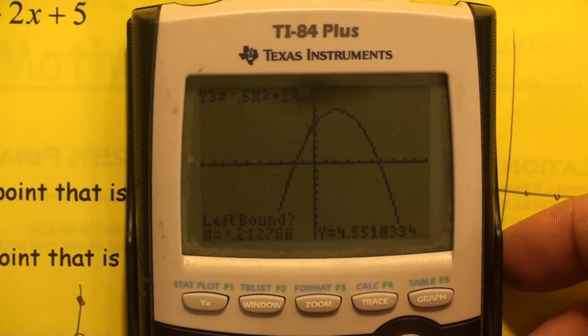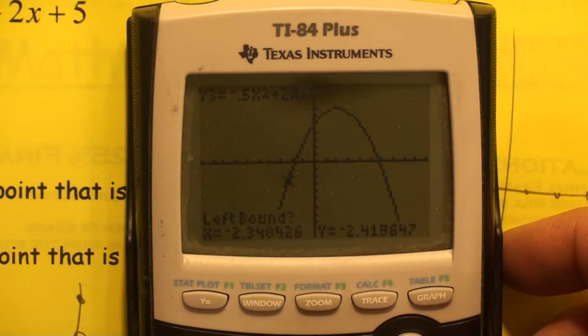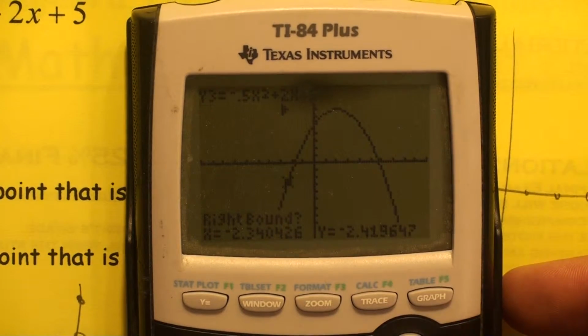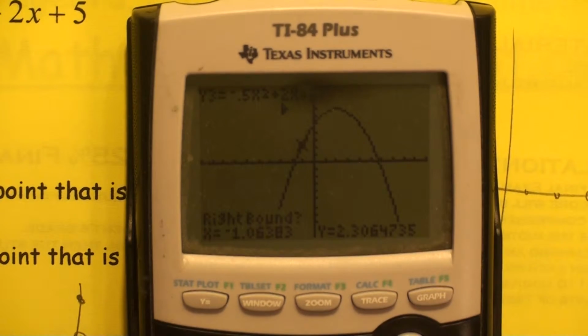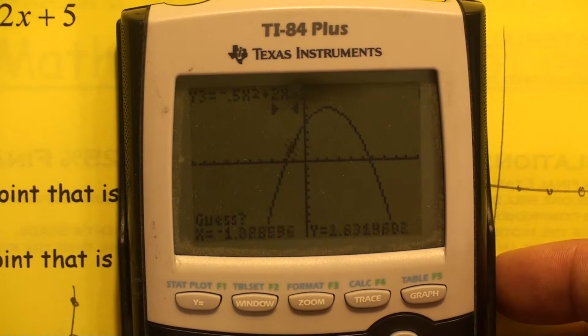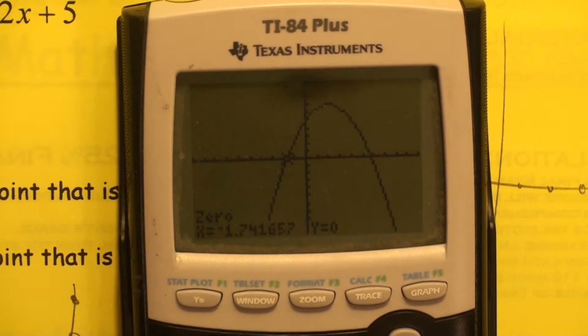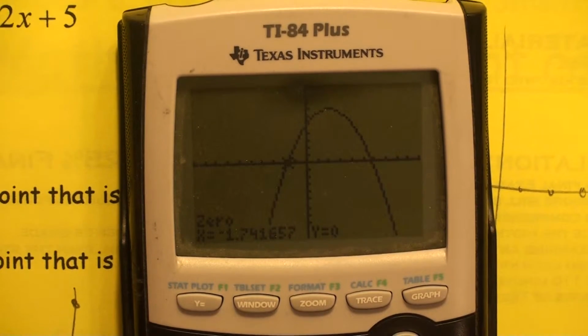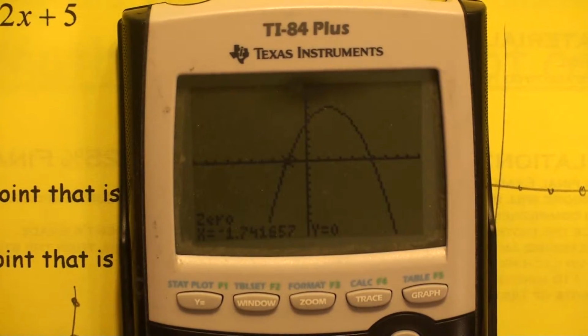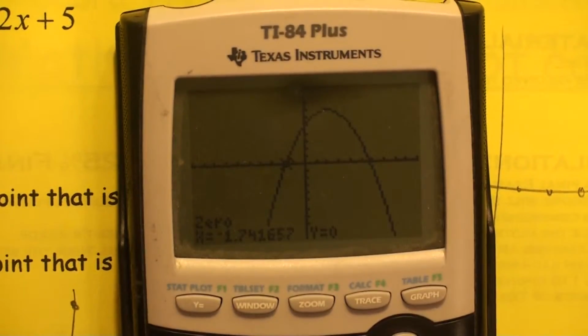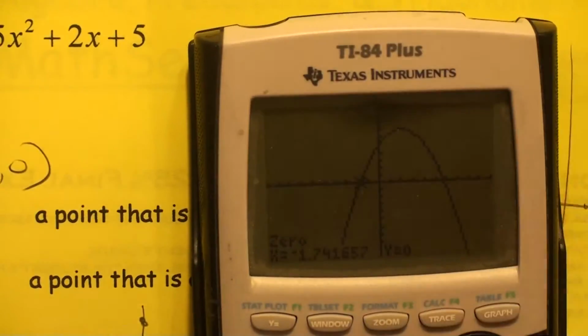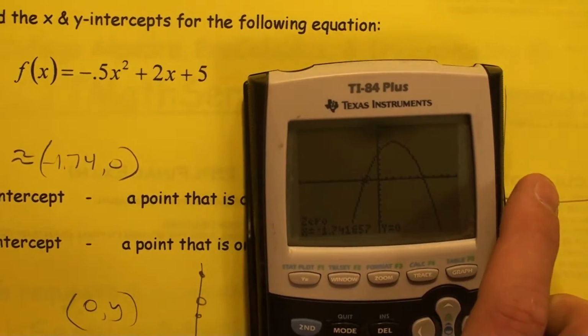Left bound, the calculator asks us. Left bound? Yes, that's to the left of what we're looking for. Right bound? Yes, that's to the right of what we're looking for, so press enter again. Then press enter to guess, and therefore we are at negative 1.74 comma 0, and we're going to round off to the nearest hundredth. So I'm going to put the approximate symbol right there.